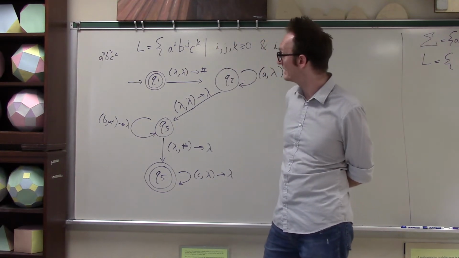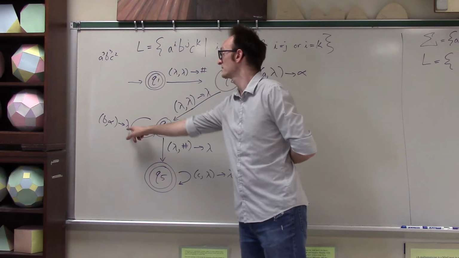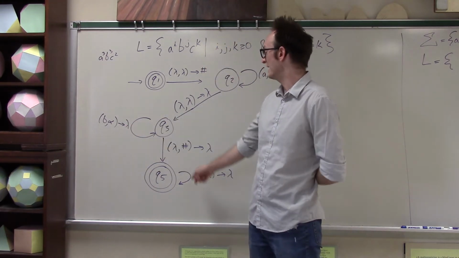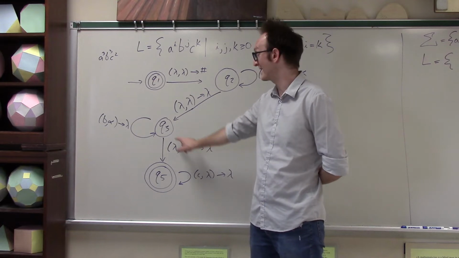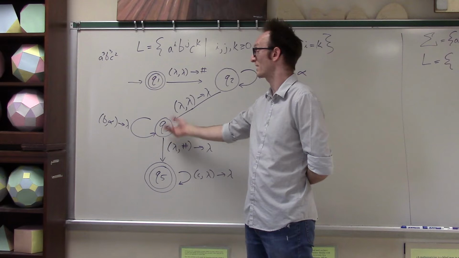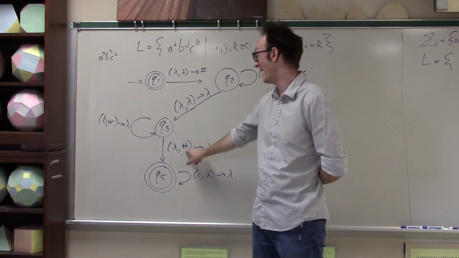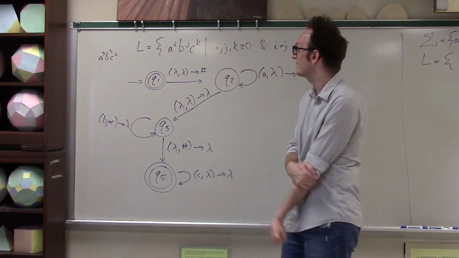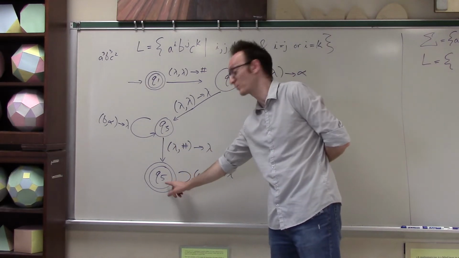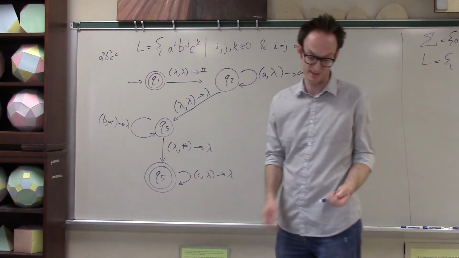If there are not enough B's to pop all the alphas off the stack, then I can't ever leave this state. I die in Q3 because I still have a B to read, but there's no rule for what to do when I'm in state Q3 and I have a B and I have a pound sign here. And if there are too many B's, then I go to Q5, but then I die in Q5 trying to read B's, and there's no rule for what to do when there are B's.